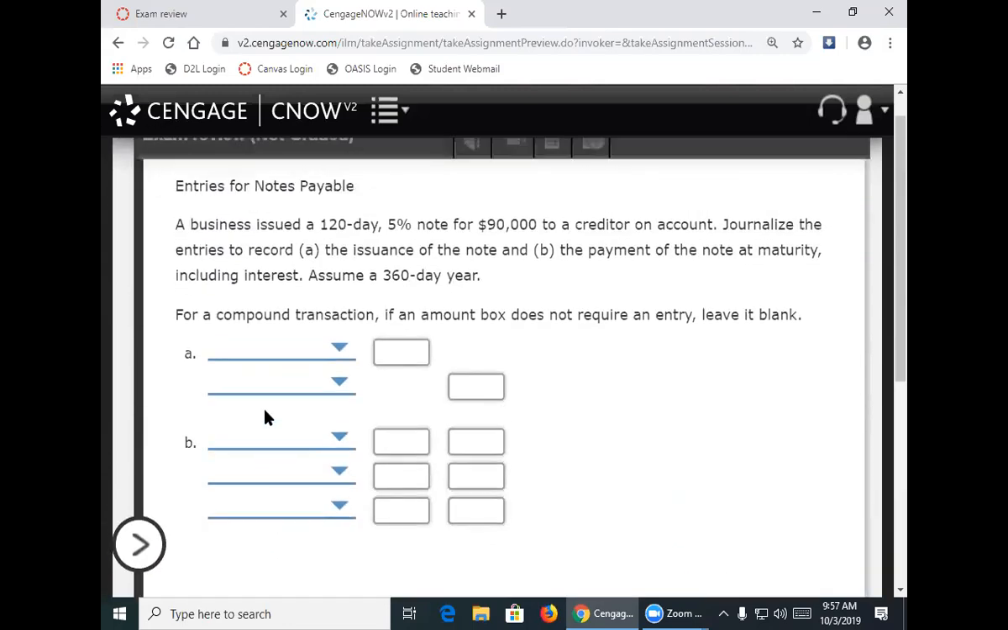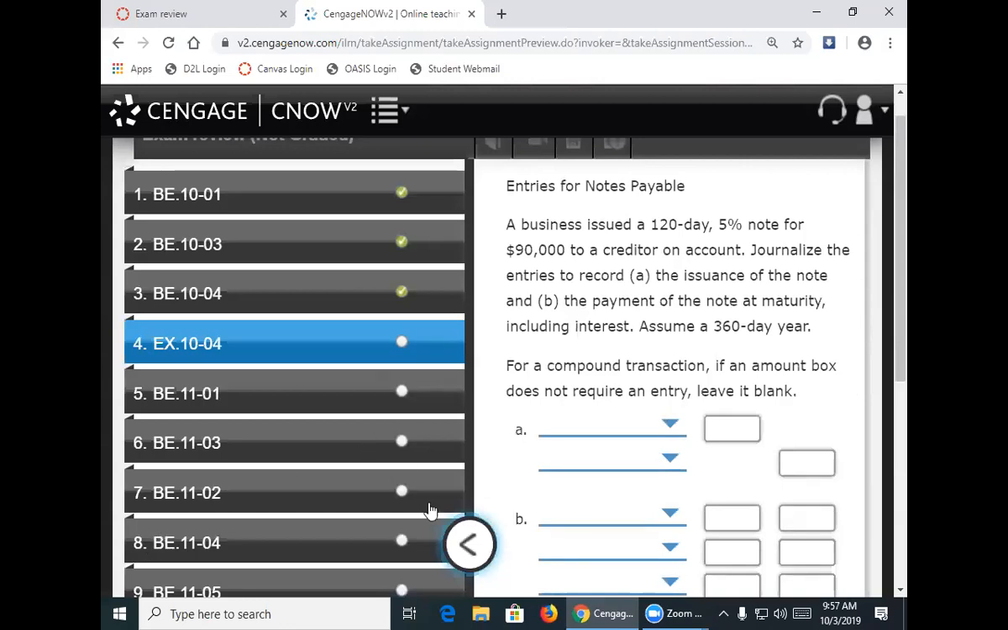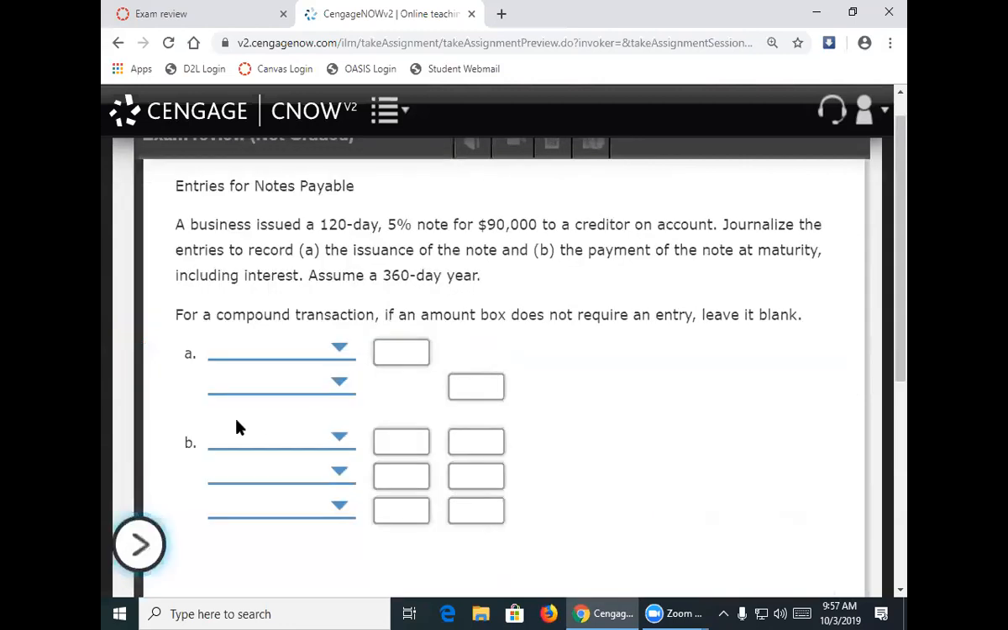Rocking and rolling. I think this is our last example for chapter 10. So this is just an entry for a notes payable. So we're looking at journalizing. You want to know how to journalize the issuance of a notes payable and the payment. As you can imagine, when you're studying, just refer back to this exam review, because this is what you'll be responsible for on the hands-on portion.